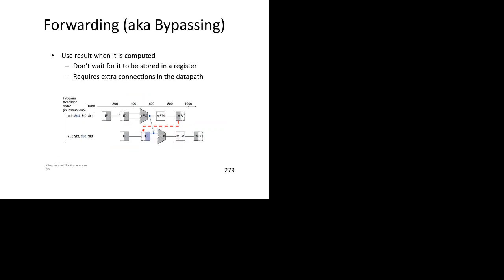All right, so it's called forwarding or bypassing. We don't wait until it's stored all the way back, we just immediately write it back, and that gets that extra data path, additional complexity.